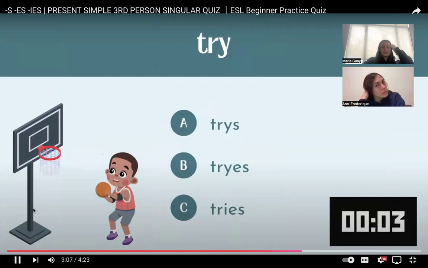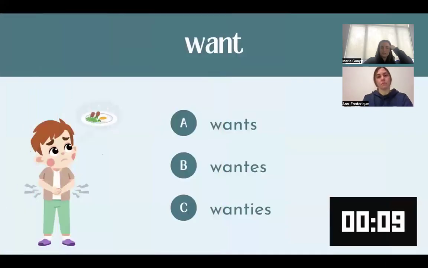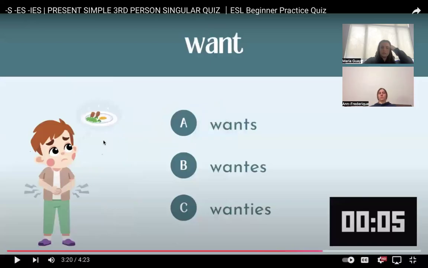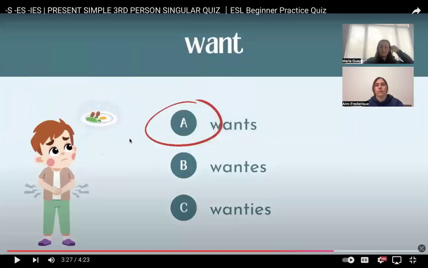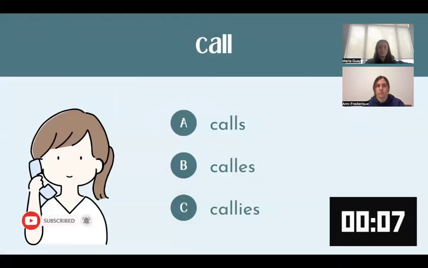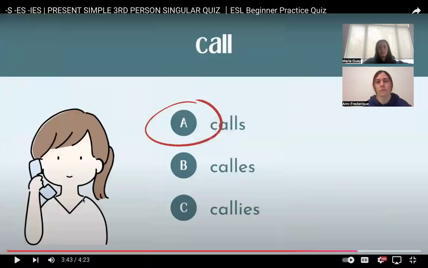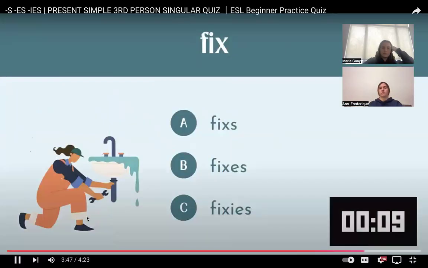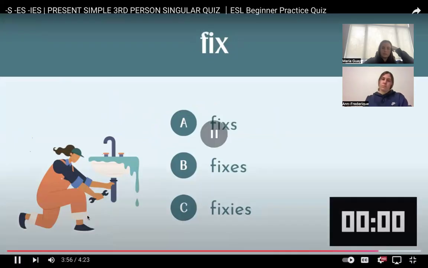C. A, Y. Regular. It's like most verbs. Yes, very good. A. Because most verbs. Yes.